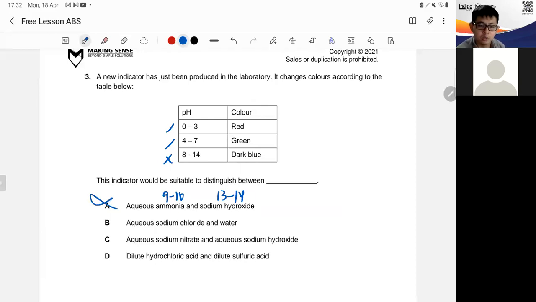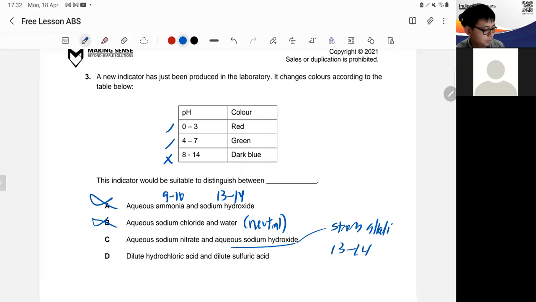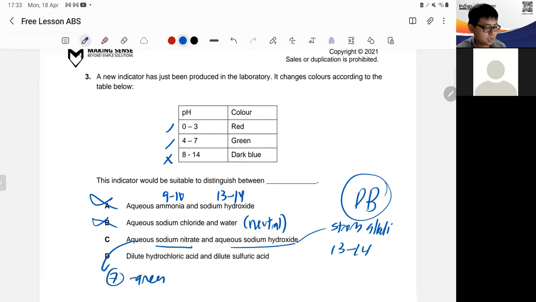What about sodium chloride and water? Okay, this is even worse because both are neutral. One is water, one is salt water. One is salt. So no, can't even tell them apart. What about C? Sodium nitrate and sodium hydroxide. This could be possible because this is a strong base, strong alkali, sorry. So I will say 13 to 14, which means it will be dark blue. This is neutral because it's just a salt solution, which is about 7, which is green. I can tell them apart. The answer is probably C.